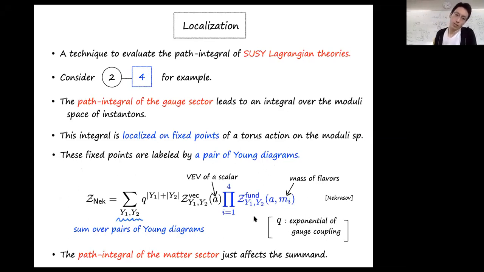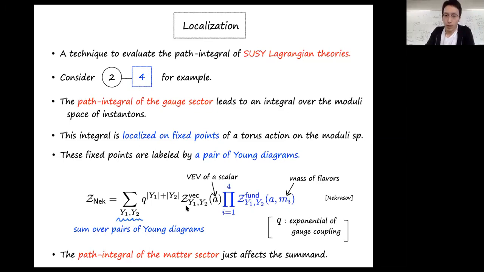This is roughly the result of the localization, or the result of the path integral of this theory under some Omega background, actually. And here, what is important is that you have a sum over pairs of Young diagrams because this is coming from the sum over fixed points on the moduli space. And Y1 and Y2 are arbitrary Young diagrams with an arbitrary number of boxes. And the absolute value of Y corresponds to the number of boxes inside these Young diagrams. And this q is an exponential of the gauge coupling. So roughly, this is an instanton factor. And you can think of this exponent as the instanton number. So the instanton number is given by the sum of the number of boxes inside the Young diagrams.